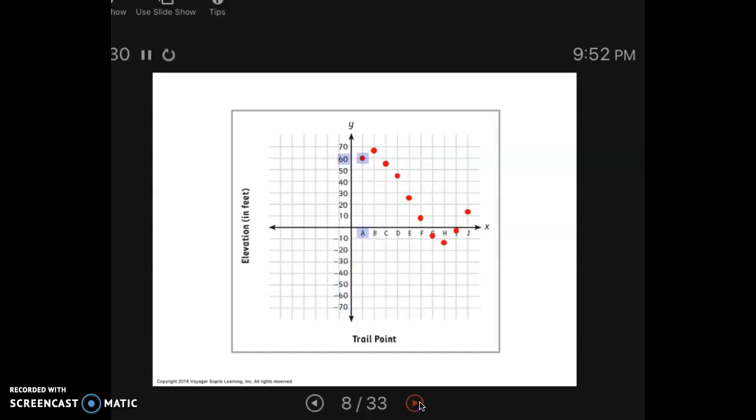Each point is connected to a letter, which is the point on the trail, and a number, which is the elevation. Points G, H, and I are below sea level and are shown with negative numbers.